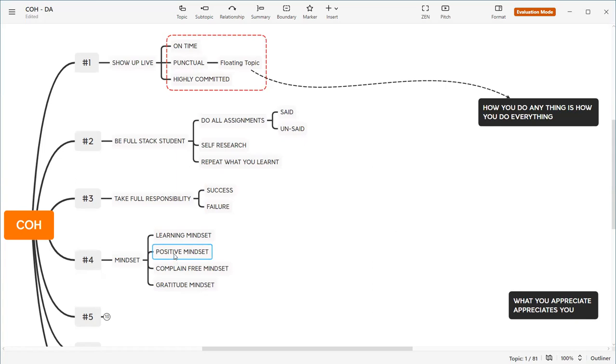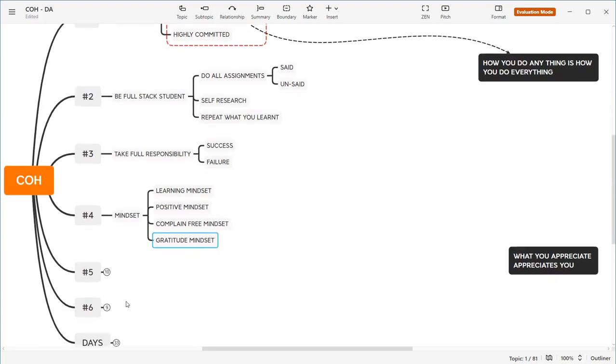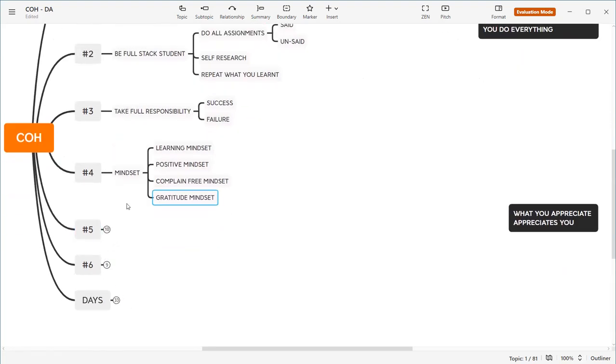The more positive minded you become, you will find yourself going more complaint free. Instead of raising the problem, you will be coming up with various solutions. And the more complaint free you become, you will find yourself getting loaded in more gratitude, and gratitude leads to happiness. What is the use of happiness once you get placed? I'm going to talk about that as well. So that is all about the mindset.